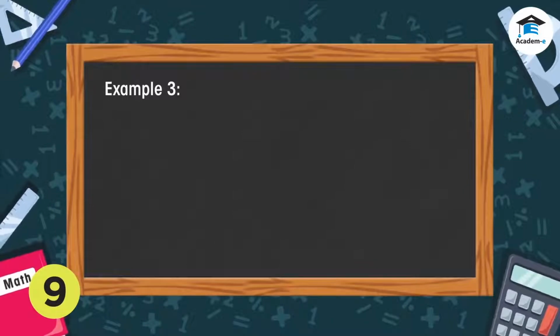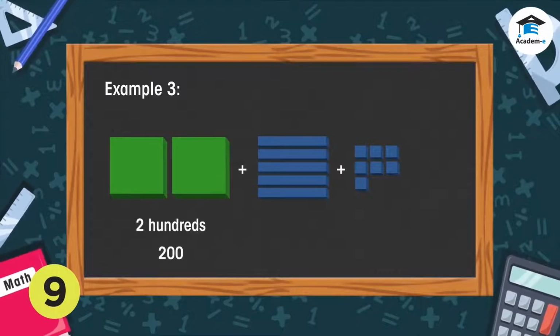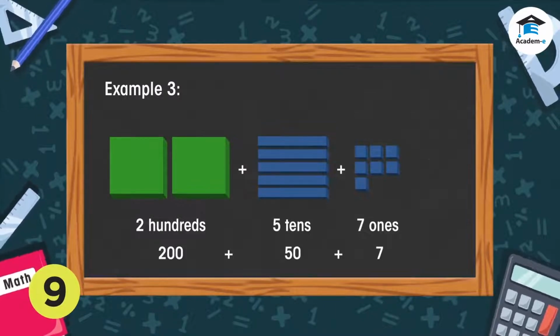Let's now have a combination of flats, longs and cubes. What number is represented here? The 2 flats make 200. The 5 longs make 50, and the 7 cubes represent 7. All these together represent 257.